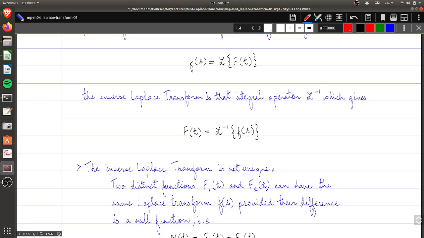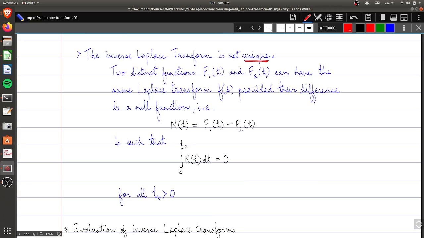Okay, but one thing about the Laplace transform that you have to be cautioned about is that the inverse is not unique. So it is possible that you get a result, and then you try to take an inverse, and you may end up with a function which is totally different from your original function. That's because the inverse Laplace transform need not always be unique.